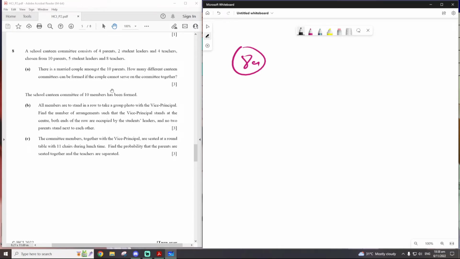The couple cannot serve on the committee together, so there are two ways you can get the parents. One way is to completely exclude the couple and just choose 4 parents from the rest. That will be 8 choose 4. The other way is you take one of the 2 parents from the married couple, but you don't consider the other one. So you take plus 2 times, then you need to choose the other 3. There are still 8 other parents, so you just do 8 choose 3.